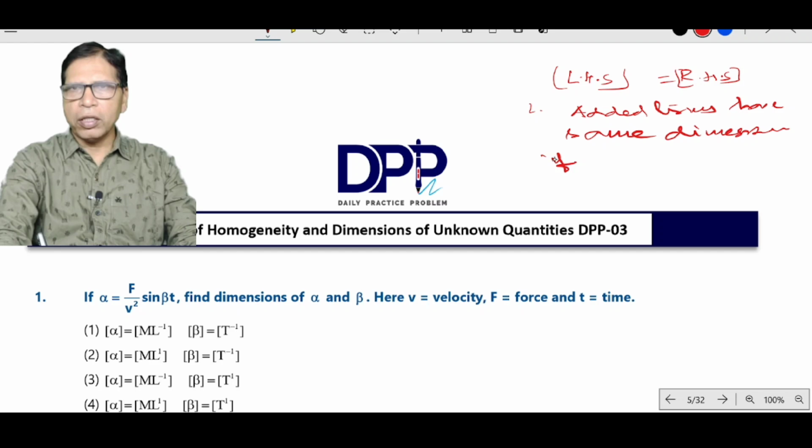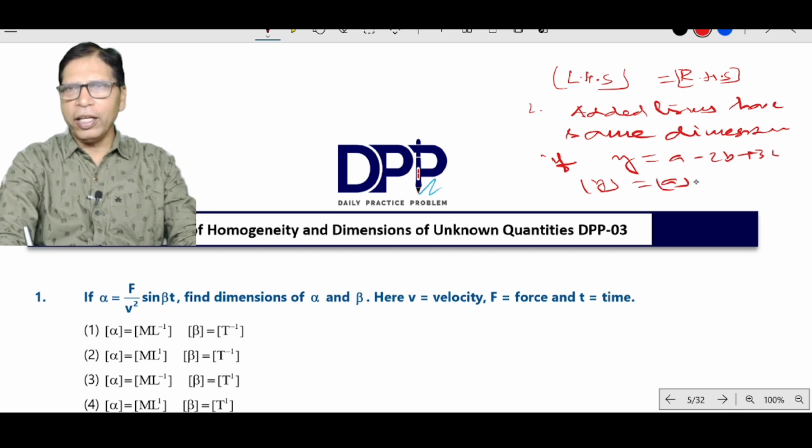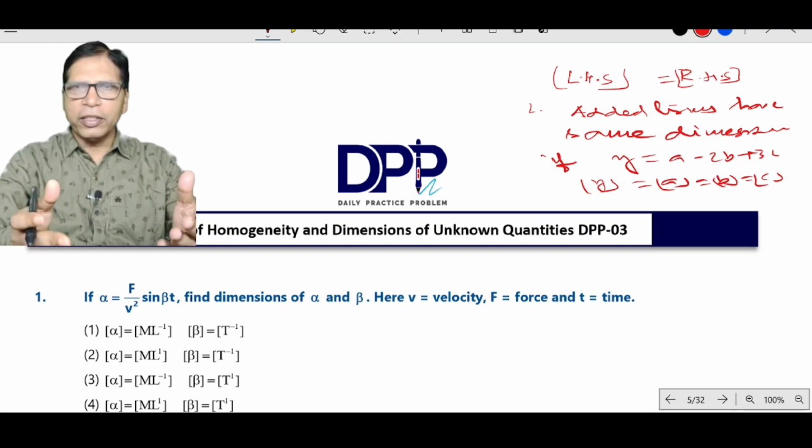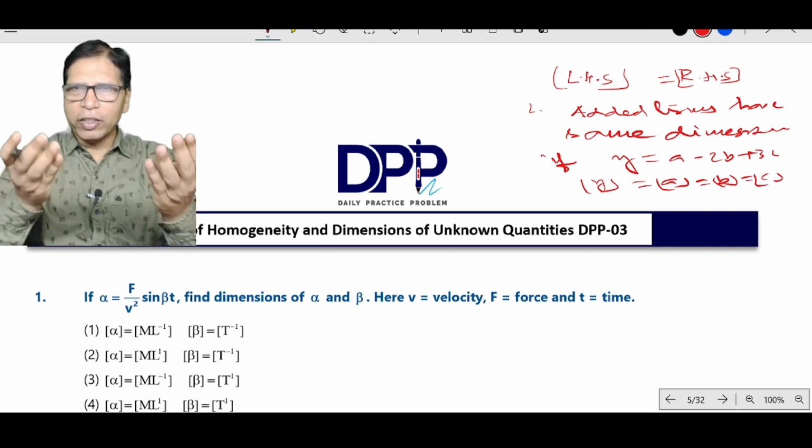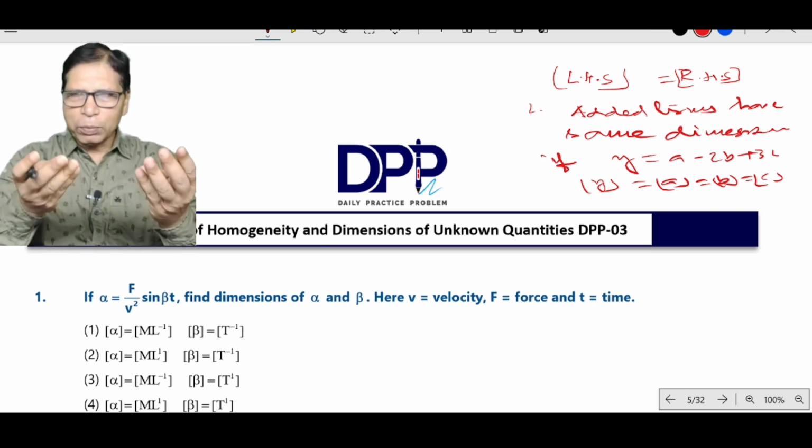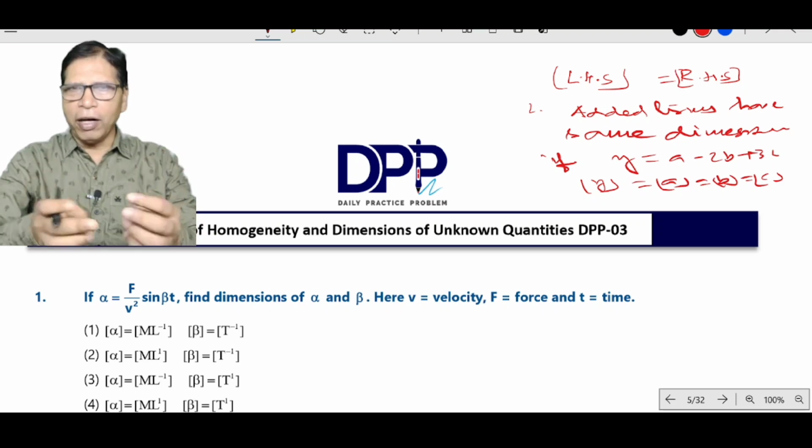If y equal to a minus 2b plus 3c, these are added terms. So dimension of y equal to dimension of a equal to dimension of b equal to dimension of c. And another important concept: the angle, trigonometric function, exponential function, and power have no dimension.